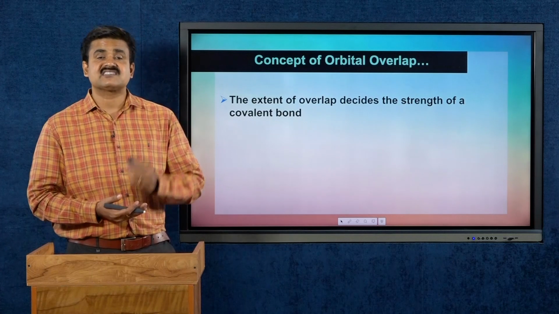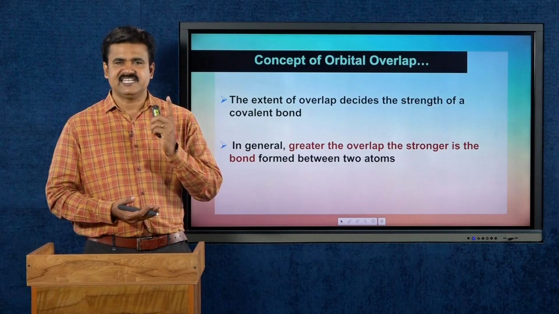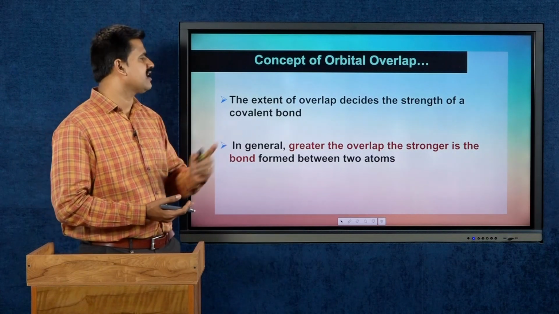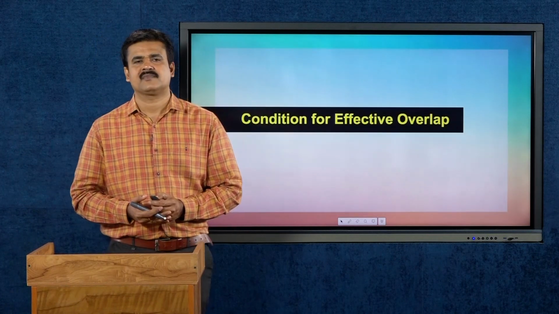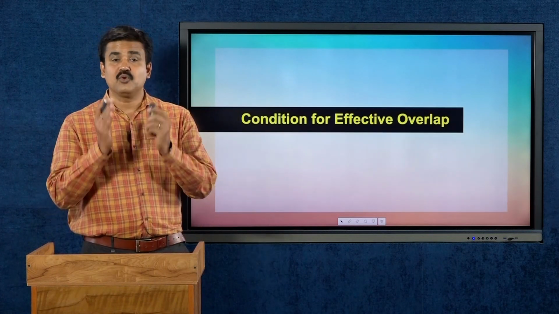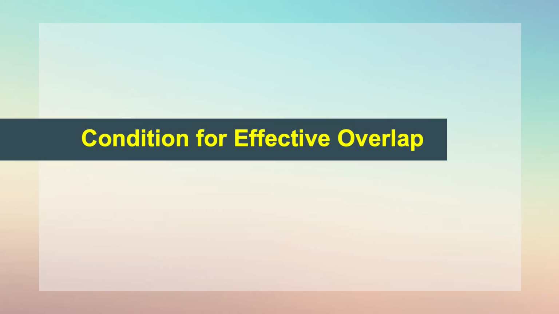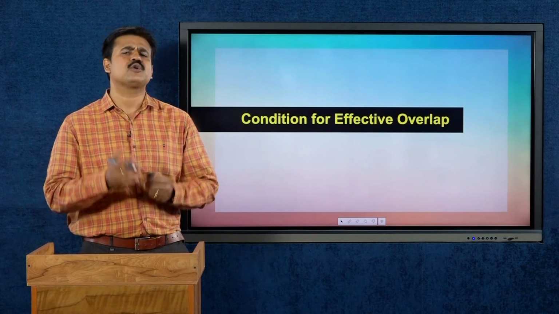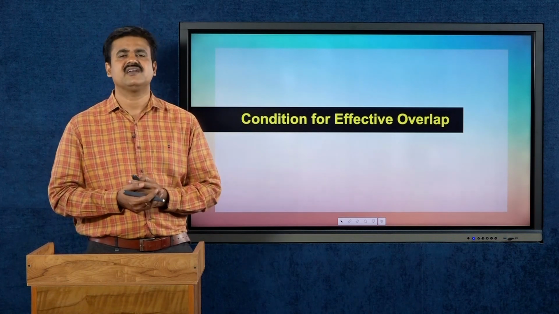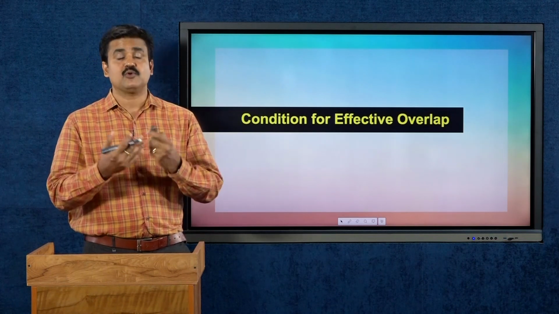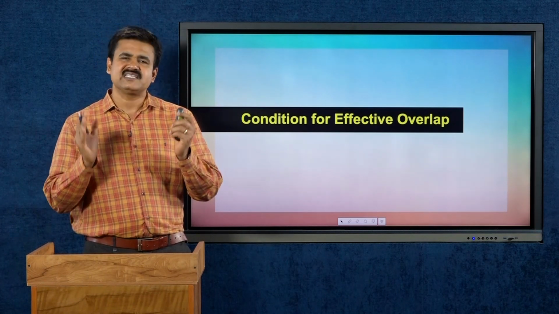Now, the extent of overlap decides the strength of a covalent bond. In general, greater the overlap, the stronger is the bond formed between the atoms. Now we are discussing the most important part of this module, that is condition for effective overlap. We know the fact that a covalent bond is formed by the overlapping of atomic orbital, especially half-filled atomic orbital. The extent of orbital overlap governs the strength of the bond. We know these two basic aspects.